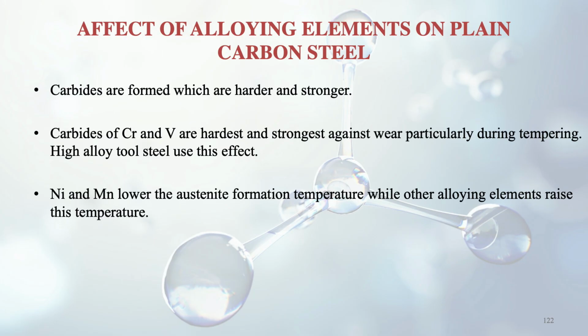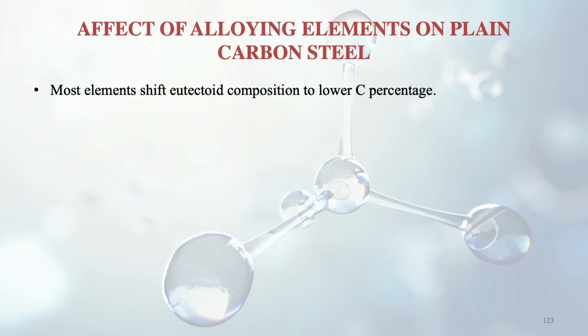And what does nickel and manganese do? They lower the austenite formation temperature, while other alloying elements raise this temperature. So nickel and manganese will lower the austenite formation temperature. It may come around the 723 degrees centigrade or lower than that. Most elements will do what? They will shift the eutectoid composition to lower carbon percentage. Meaning if we are adding these alloying elements, then the 0.8% carbon eutectoid composition will move towards hypereutectoid.